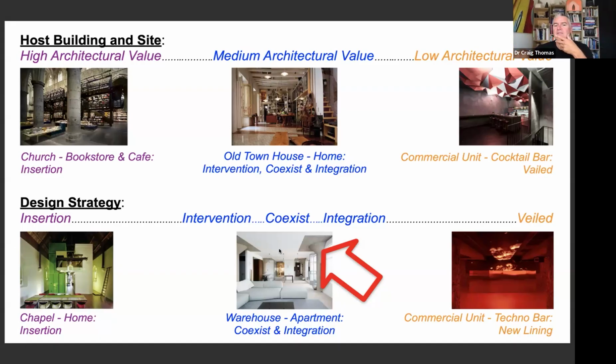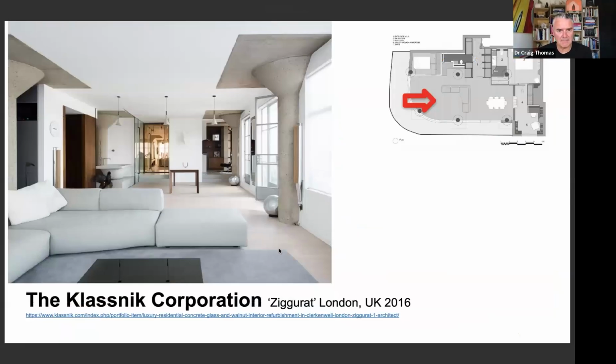So next one. So this is a warehouse, a concrete, brutal, kind of raw warehouse that's been turned into an apartment. So this is coexisting and integrating into that existing structure. You can see immediately from this photograph, looking right the way across the apartment, that there's this new lining that's put in, but it's not done what lots of people do, which is basically cover up everything, so cover up the whole of the ceiling, hide those columns away.